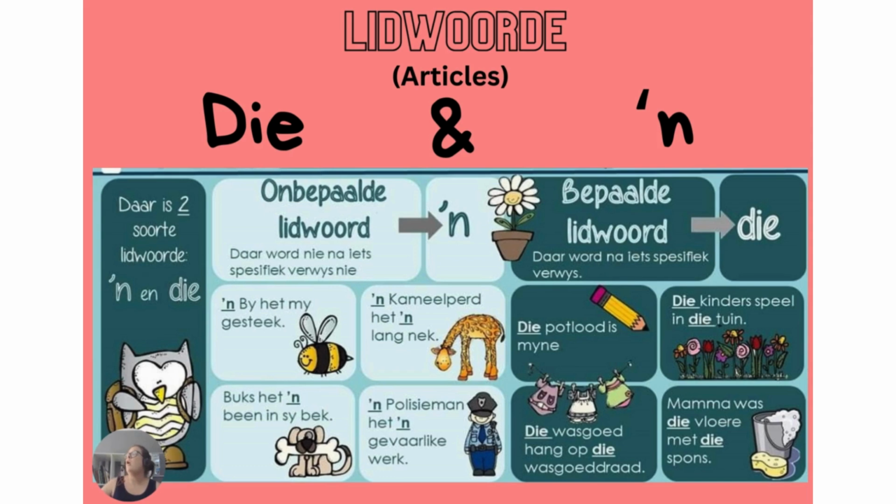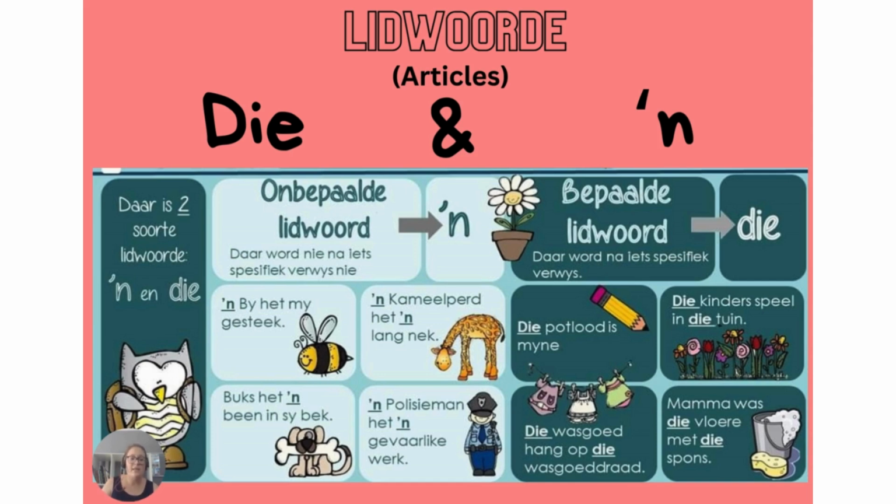Maar as ek sê, gaan haal vir my die rooi stoel daar aan die kant teen die muur. You're not going to bring for me the blue chair. Jy gaan vir my die rooi stoel bring. You're going to know which one I want. So dit is bepaald. And that's the difference between die en 'n. Die is very specific, it's bepaalde, en 'n can be random, it's onbepaalde.